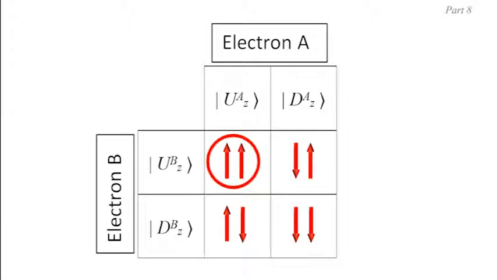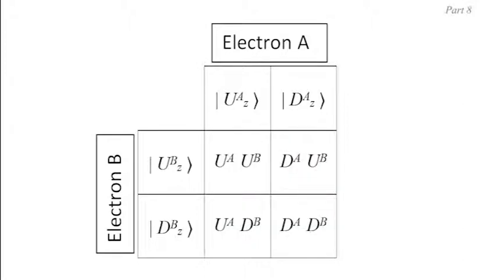Up arrows here, down, up arrows here, and so on. But I'm going to stick with U and D and the indices A and B, even though the first one of the two will always be A and the second one will always be B.